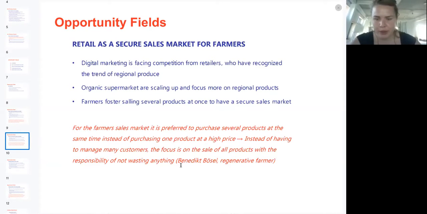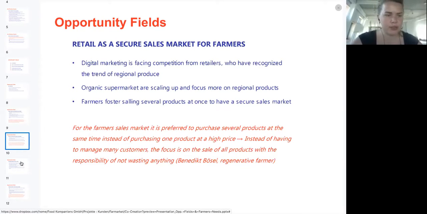So here we can see a quote from Benedikt Bösel, a farmer in Brandenburg we spoke to, who says that it's a preferred marketing channel because they can sell all of their produce at the same time, and they don't waste anything, because they already know that they can sell everything to somebody who will then market for them, and they don't have to find every single customer until all of their produce is gone.